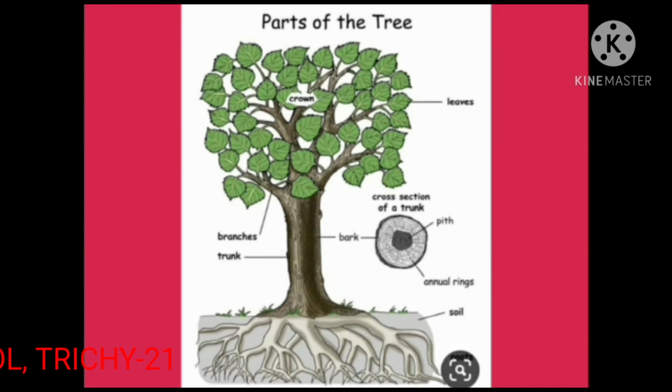Now let us learn parts of a tree. Trees have three main parts: the leaves, the trunk, and the roots. The upper part of the tree with the branches is called the crown. Needles or leaves are the part of the tree that make sugar from air and water.